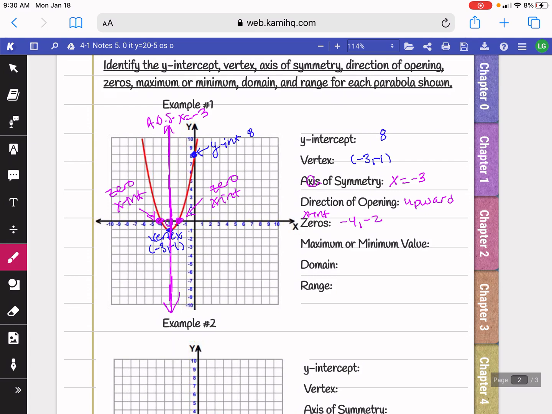To tell if it has a maximum or minimum, you look at your graph. If the vertex is a high point, it's a max. If it's a minimum, it's a low. So here the vertex is a low point, making it a minimum. And you also want to give the value. Well, your min tells you how high or low something is, so you use the y. So we use the y, that's at -1.